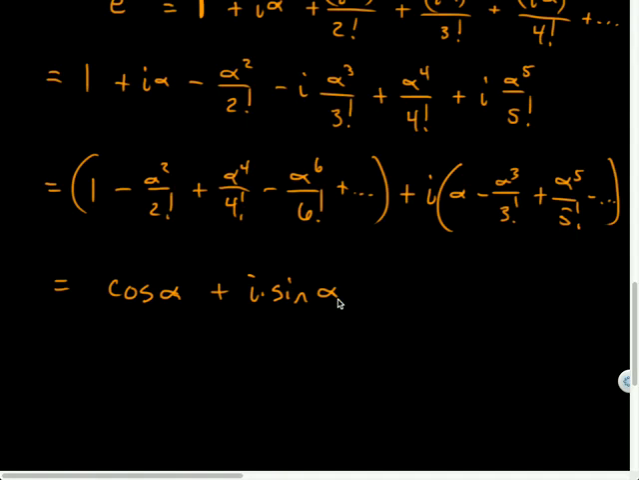So that means e, we'll even write it down this way. e to the i alpha is equal to cosine alpha plus i sine alpha.